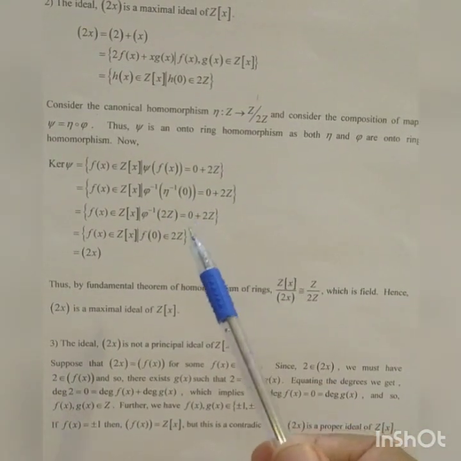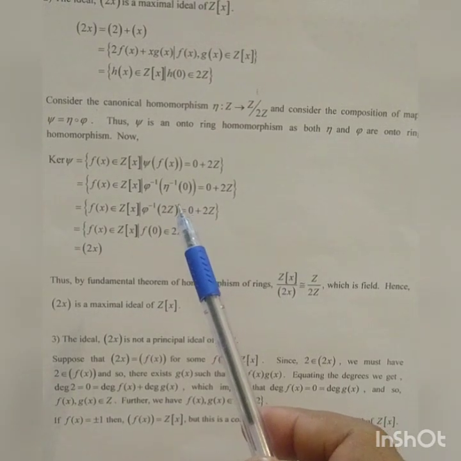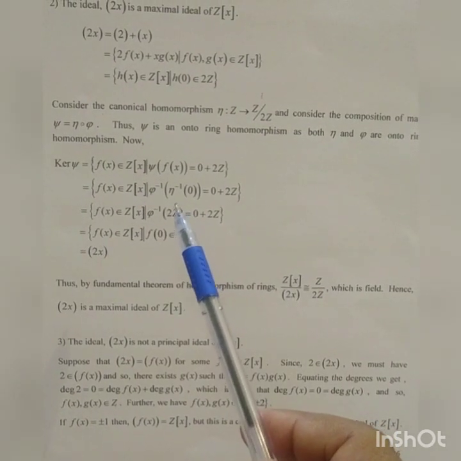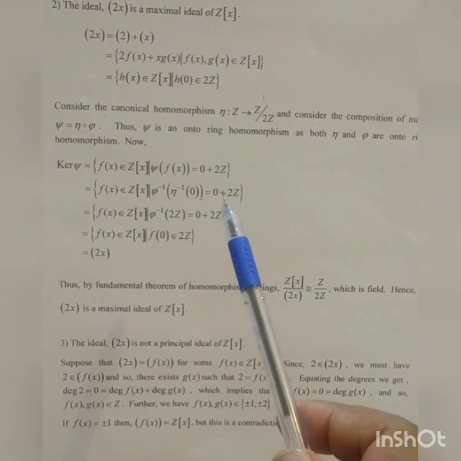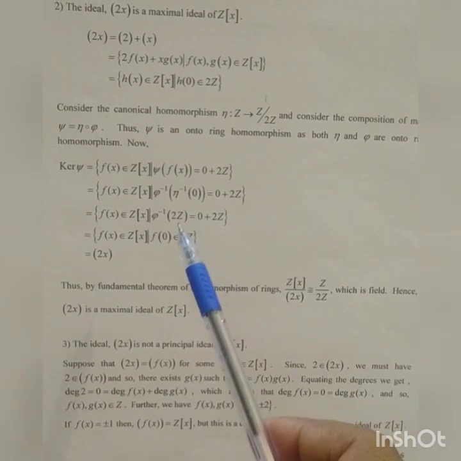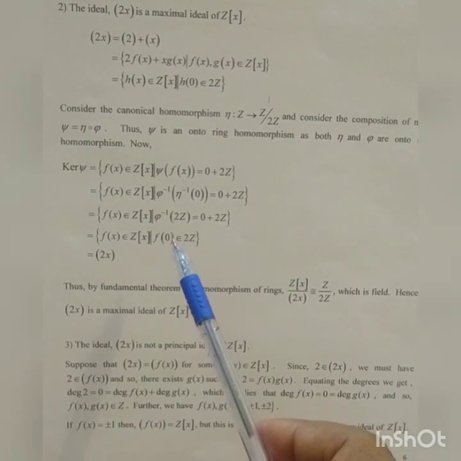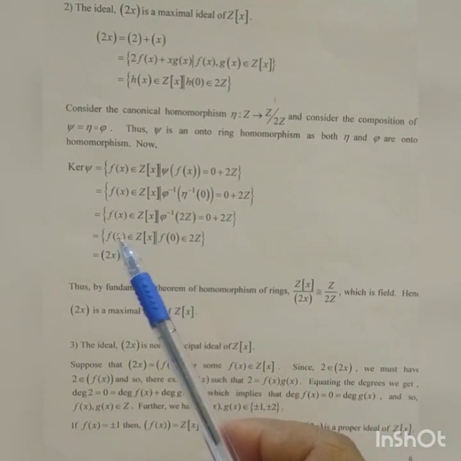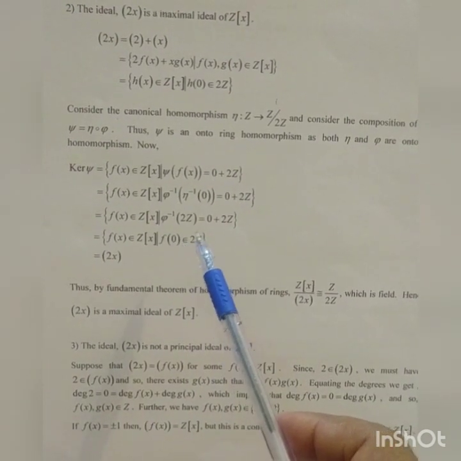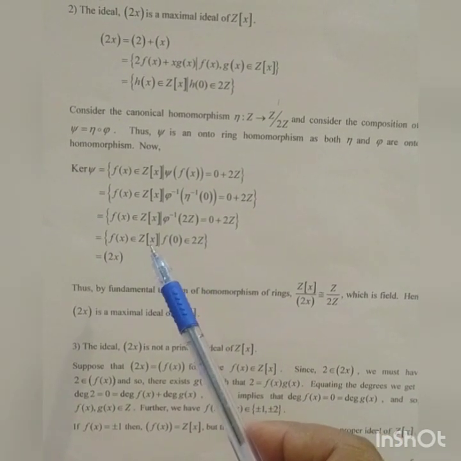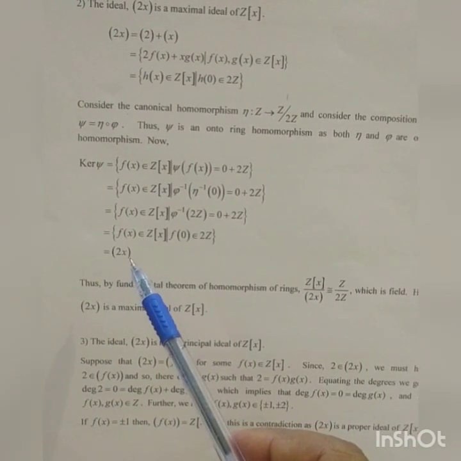because we knew that phi inverse of 2Z is nothing but f(0) + 2Z, and f(0) + 2Z is 2Z, and it is of the form a + H equal to H. That implies that a belongs to H, therefore f(0) belongs to 2Z. Now we have the collection of all polynomials of Z[x] where the constant term is in 2Z. In fact, this is nothing but the ideal generated by 2 and x.